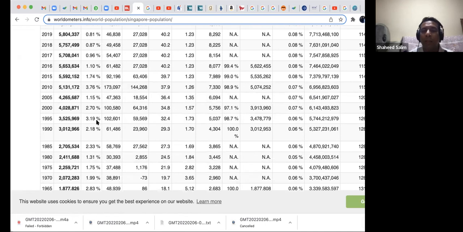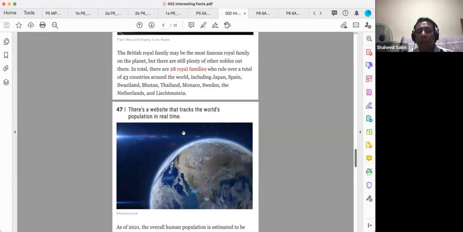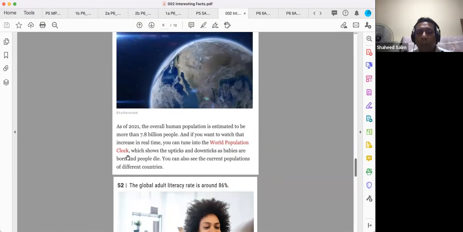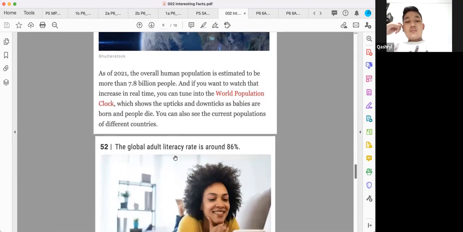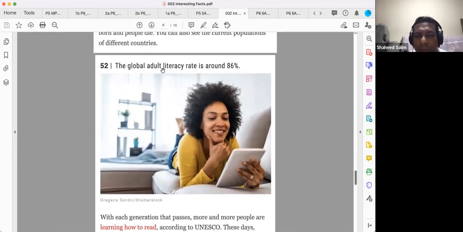Anyway, what's the name of this website? You can look at it if you want to. World Population Clock. You can click in Google, World Population Clock. Now down here, you know what literacy means? People who can read and write. Around the world, 86% can read and write. That means 86 out of 100 people can read and write. 14 of them cannot read and write.